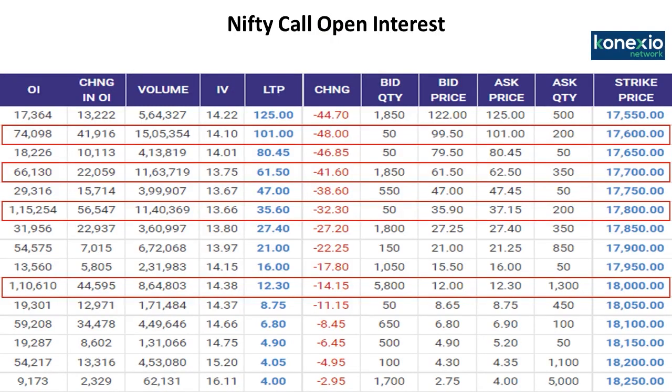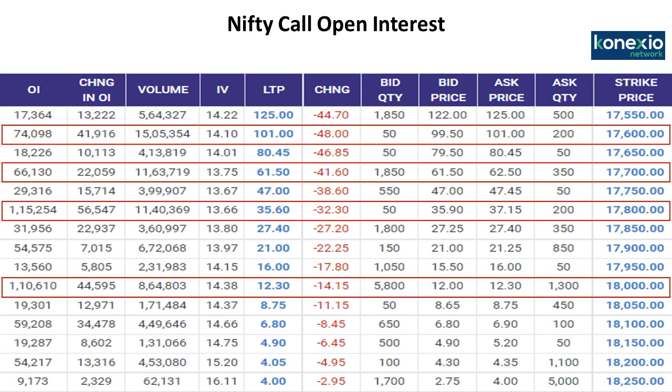Now let us discuss what we have observed in Nifty calls. In Nifty calls, the action was seen in 17,600, then 17,700, then 17,800, then 18,000. Here you can see there has been a strong rise in the open interest, but there has been a very significant fall in the option premiums. The implied volatility is in a comfort zone, just between 13.5 and almost 14.5.